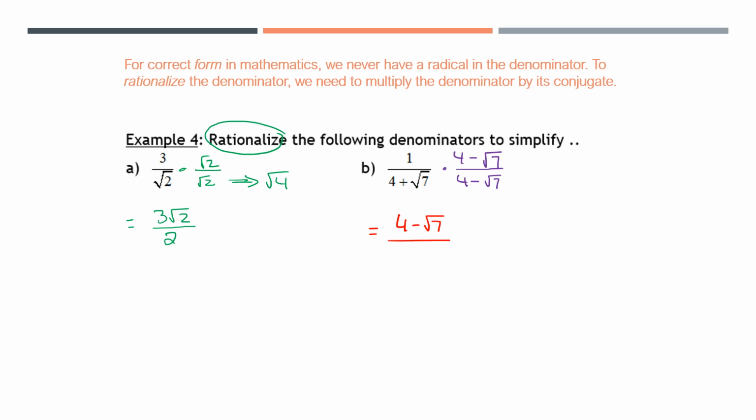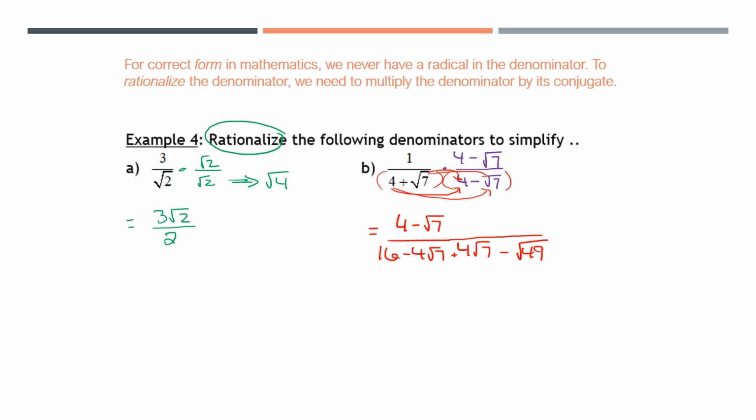How about the denominator? These are actually binomials now. This is going to be like our previous example. We're going to have to do 4 times 4. That's a 16. 4 times negative root 7 is negative 4 root 7. Root 7 times 4 is plus 4 root 7. The integer goes first. These lines should always go over your whole thing. And then root 7 times negative root 7 is negative root 49.